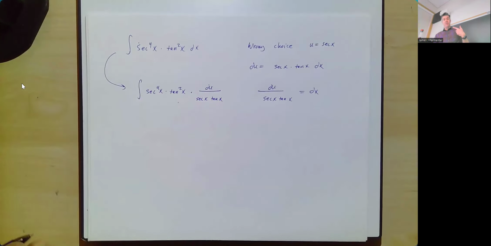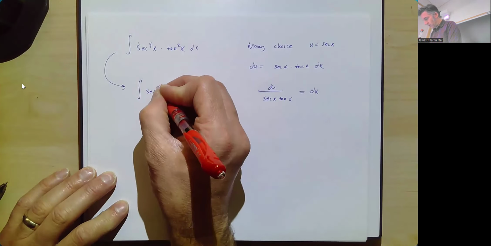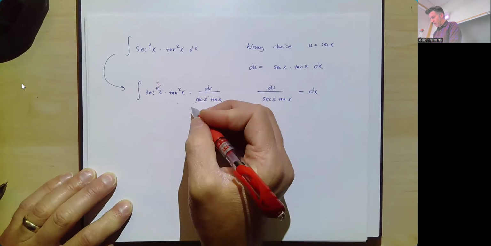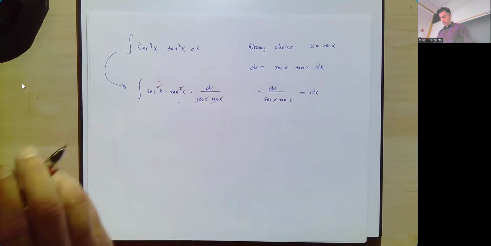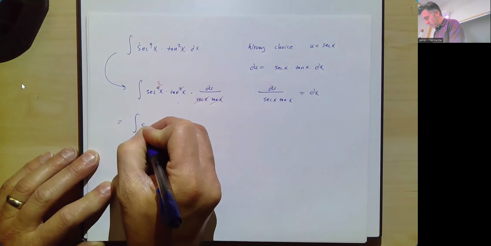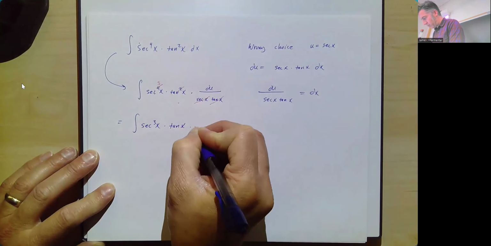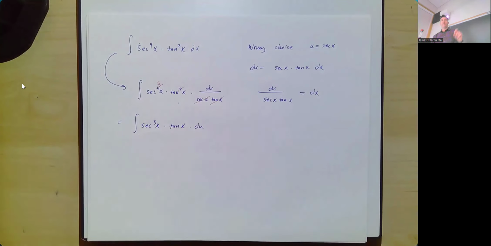Now I'm going to cancel some stuff, right? So secant to the 4th over secant, I can cancel one secant. Similarly, I can cancel one tangent. So I'm left with, and this is where things are going to be problematic, the integral of secant cubed x times tangent x du.